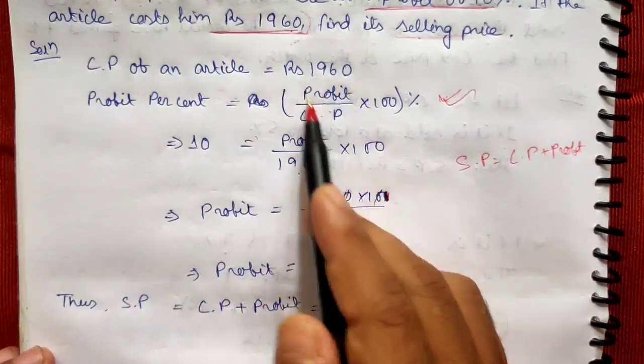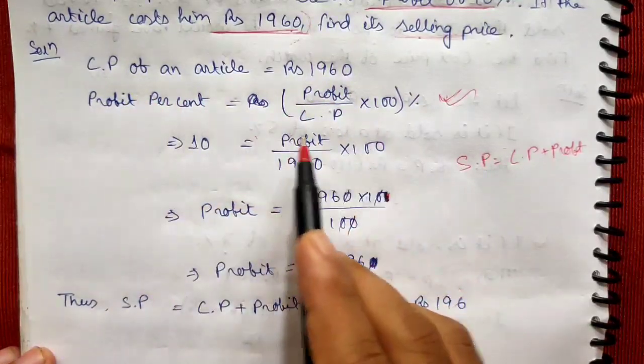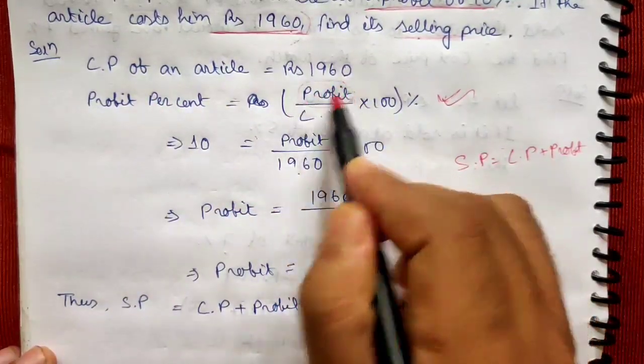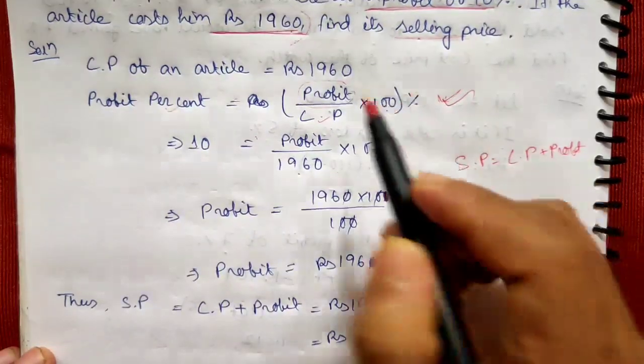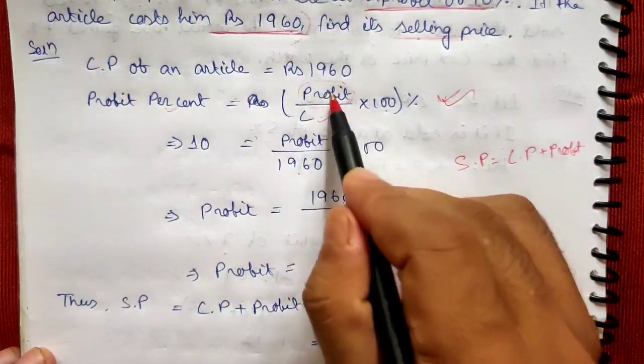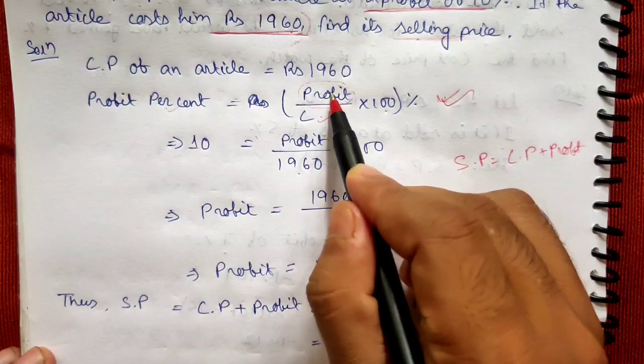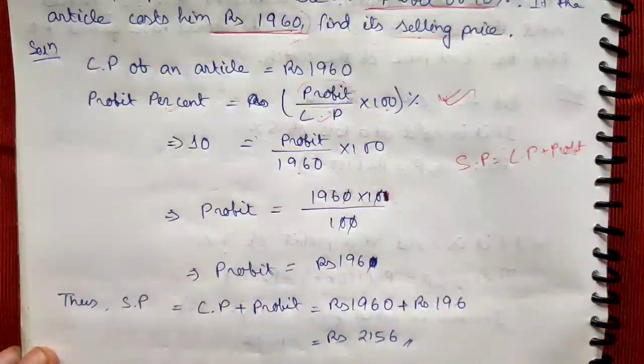What is the profit? Look, in this formula everything is known except this. We know profit percent, we know CP, and this is a constant term, isn't it? And we don't know this, so we have found out this one. I hope up to this clear.